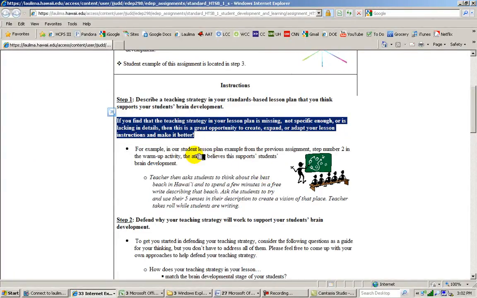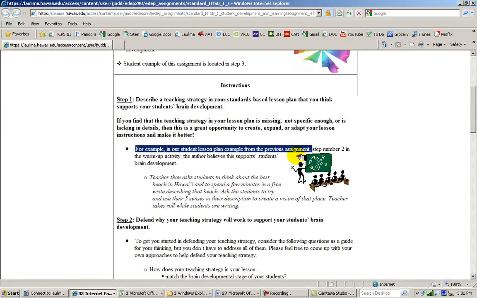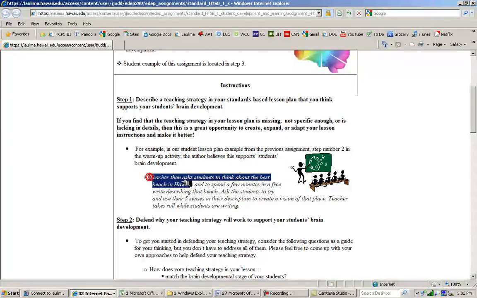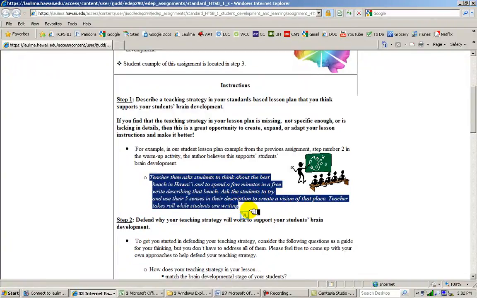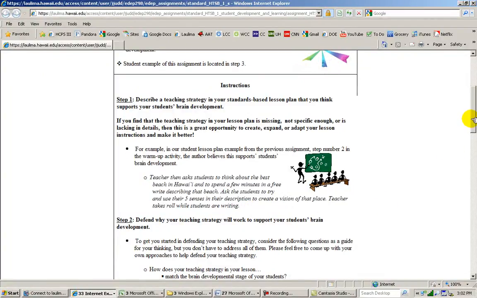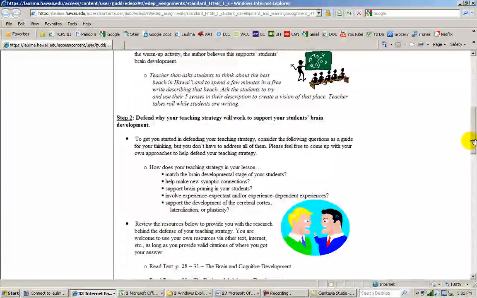So for example, in the example that we had for our standards-based lesson plan in the previous assignment, step number 2 in the warm-up activity, the author believes supports the brain development. The teacher then asks the students to think about the best beach in Hawaii, spend a few minutes describing it, and then using their 5 senses. This author believes that that's going to support the students' development.